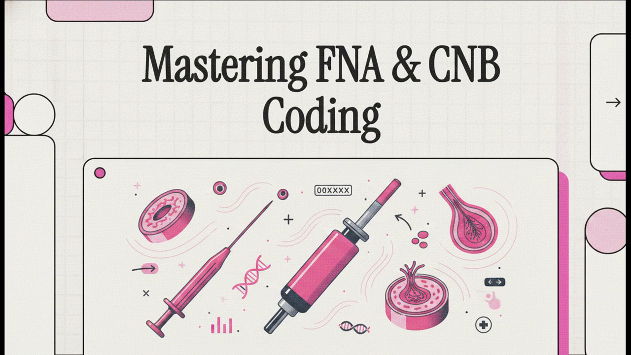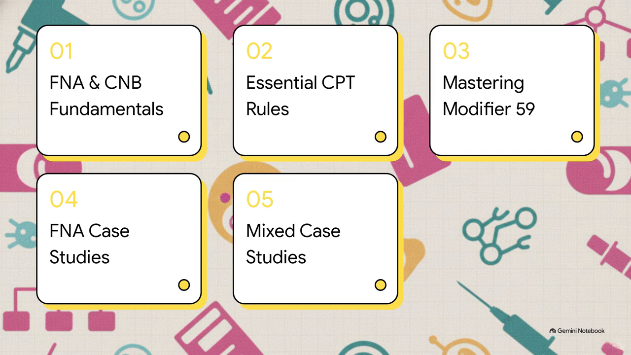So grab your notebooks, because by the end of this explainer, we're going to make sure your coding accuracy is completely bulletproof. Let's dive in. Here is our roadmap for today's explainer. We'll start with FNA and CNB fundamentals, hit the essential CPT rules, dive into mastering modifier 59, and wrap up with some real-world case studies covering both FNA and mixed scenarios.